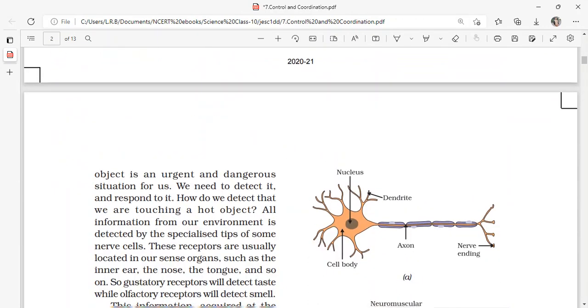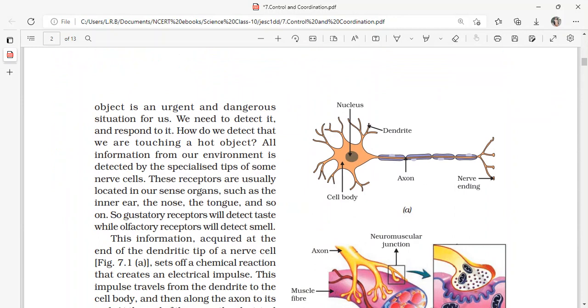Touching a hot object is an urgent and dangerous situation for us because it would damage the tissues. We need to detect it and respond to it. How do we detect that we are touching a hot object? All information from our environment is detected by the specialized tips of some nerve cells. So the impulse or signal from the environment is detected by the specialized tips of the nerve cells, which are called receptors.